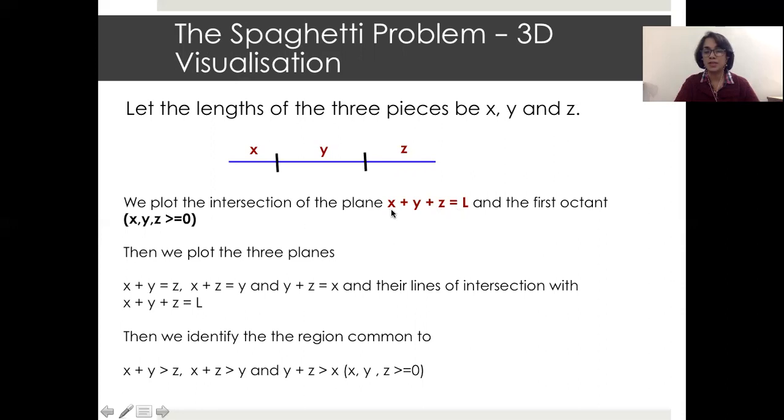And we will use a software called Geogebra to plot the intersection of this plane in the first octant where x, y, and z are greater than or equal to 0. Then we will plot the three planes. Note that the inequations which will lead to triangles are: x plus y strictly greater than z, x plus z strictly greater than y, and y plus z strictly greater than x. These are the three inequations we want. So we plot the planes x plus y equal to z, x plus z equal to y, and y plus z equal to x, and their lines of intersection with the plane x plus y plus z equal to L.